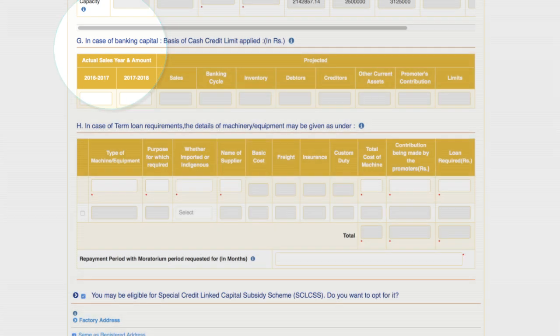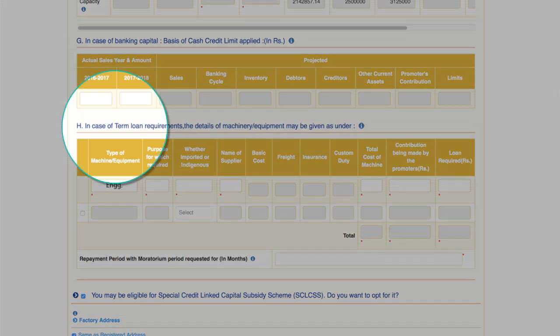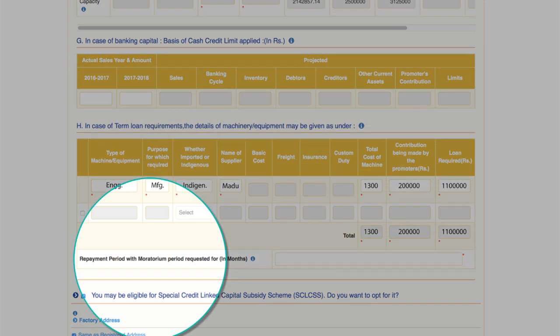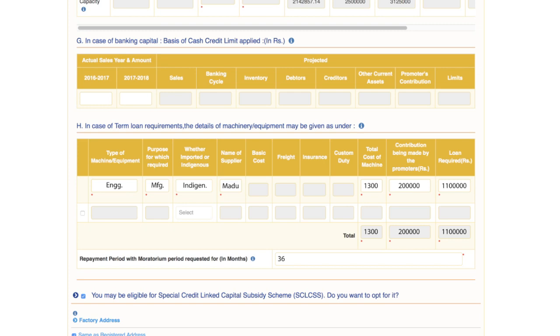Fill up details of cash credit limit applied for with projections. Column H, if you need a term loan, fill up details of machinery or equipment, its purpose, other details asked for, the cost and the amount of loan required. Then you have to fill up the desired repayment period in months.